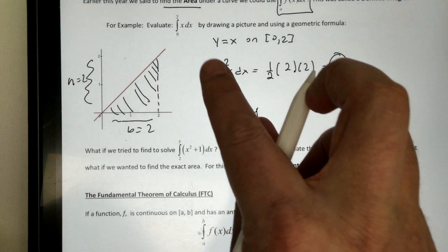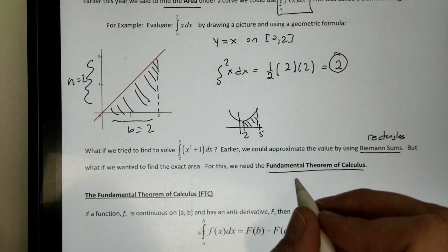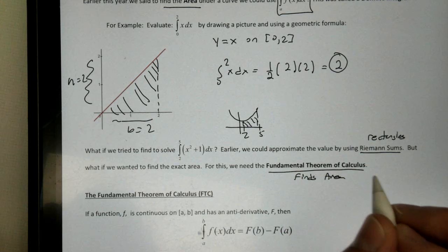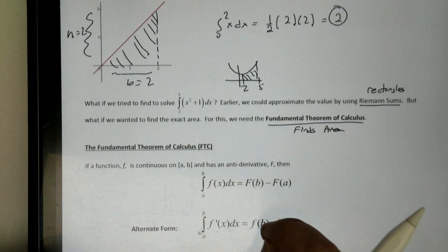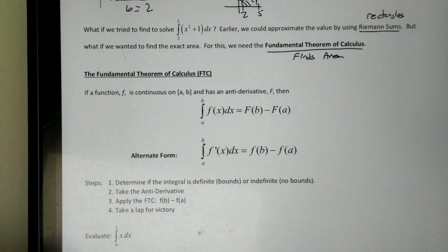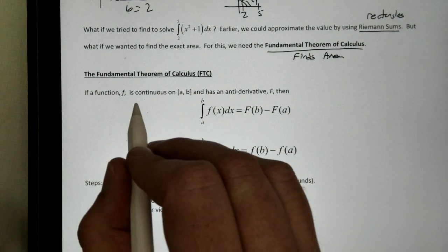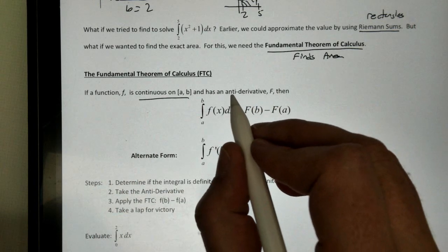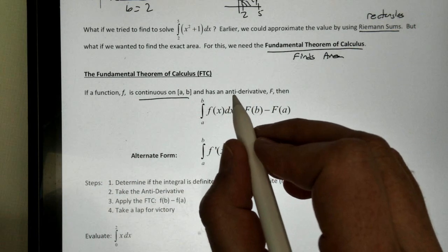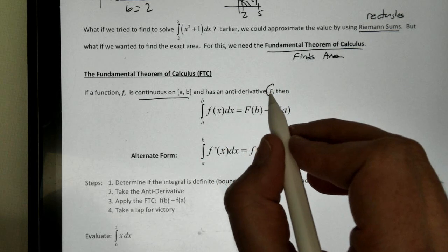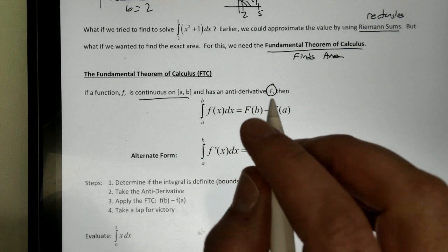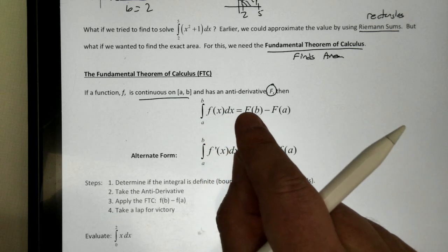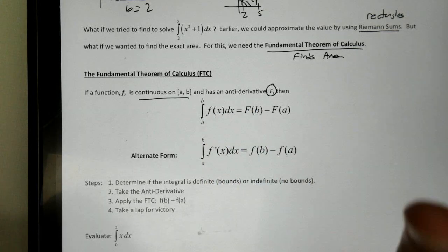And just like the definite integral, this finds area under a curve. So let's talk about what the fundamental theorem tells us. If a function f is continuous on a closed domain and has an antiderivative, in other words, we can take the antiderivative of f, then we can say this: the area under a curve is equal to the difference of the values of the function.